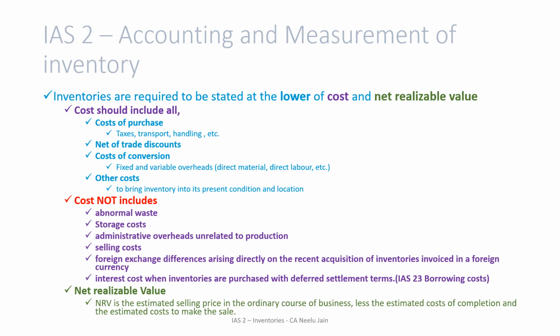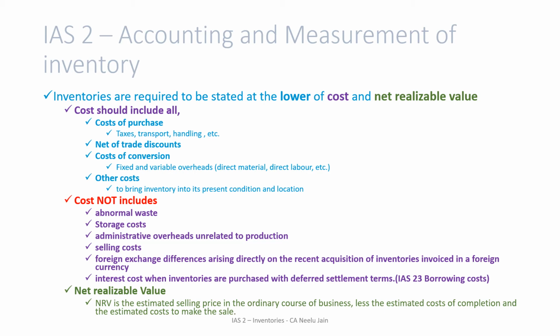What will not be considered as cost of your inventory will be abnormal waste or storage cost, administrative overheads unrelated to the production. Those which are directly related to the production can be considered as part of cost under cost of conversion. Then selling cost, or foreign exchange differences arising directly on the recent acquisition of inventories invoiced in a foreign currency. Interest cost when inventories are purchased with deferred settlement terms. The more specific guidance is given under IAS 23 borrowing cost.